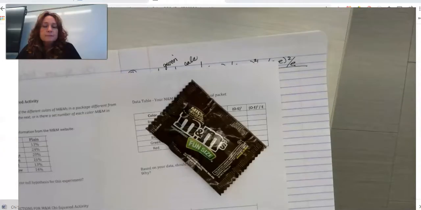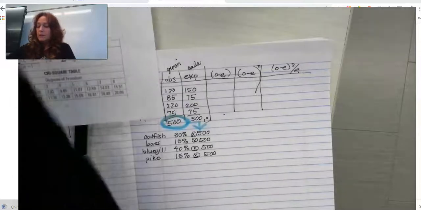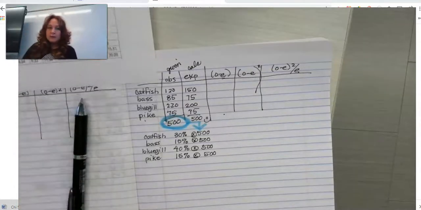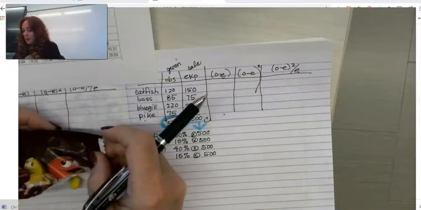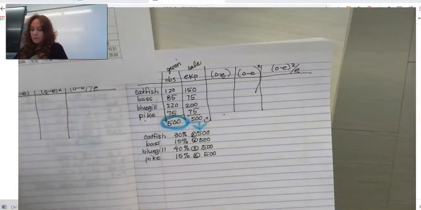Okay, there it is. Remember these guys? Hello, M&M's at 6-ish in the morning. I don't know if you've already opened and eaten yours, but if you did, I hope you kept your data. If for some reason you ate them and didn't keep your data, we do have mine.